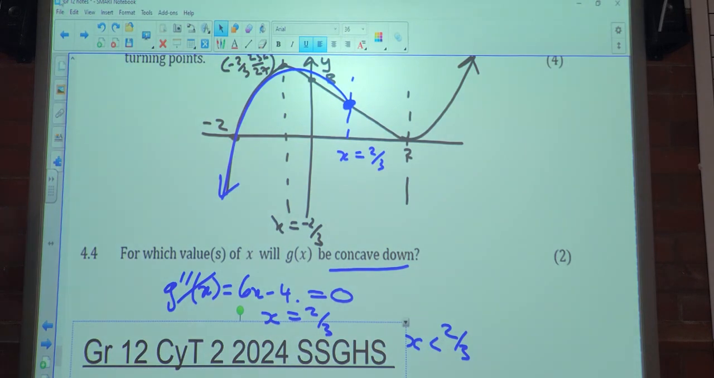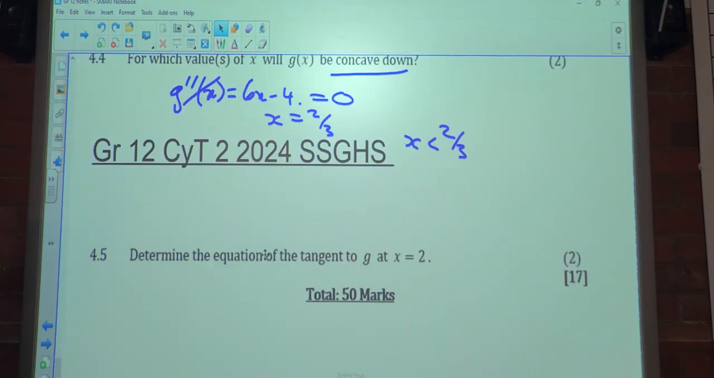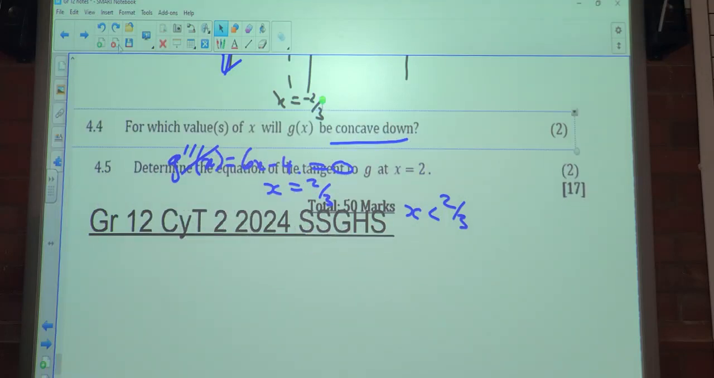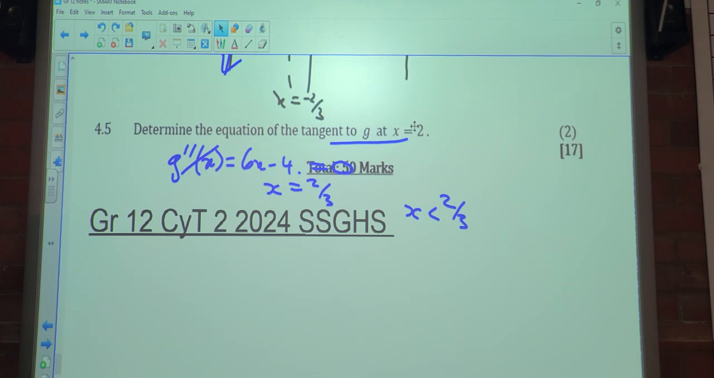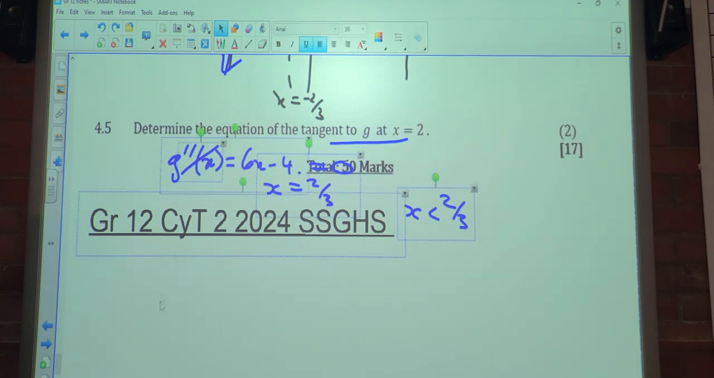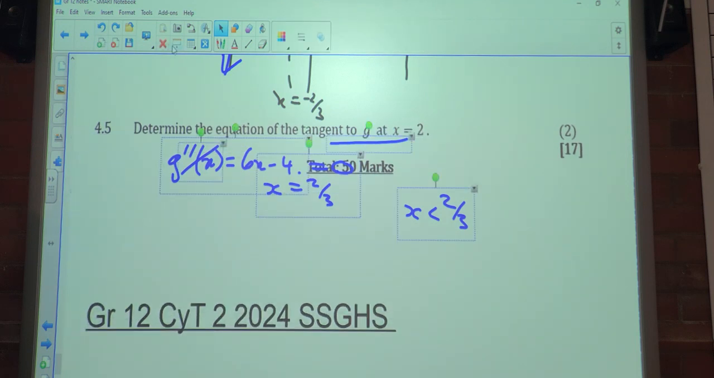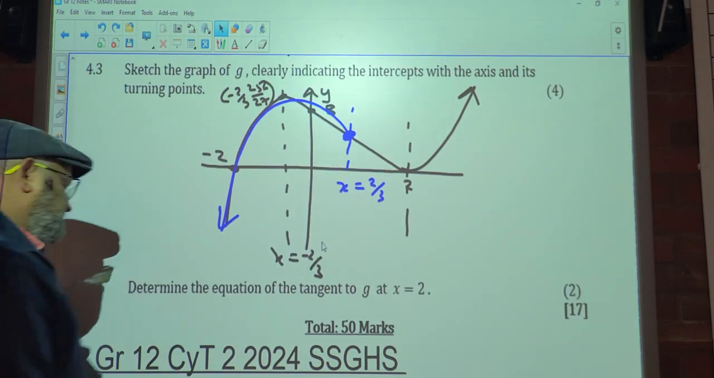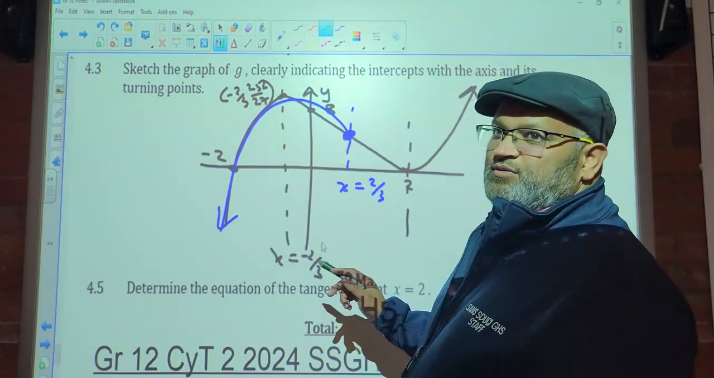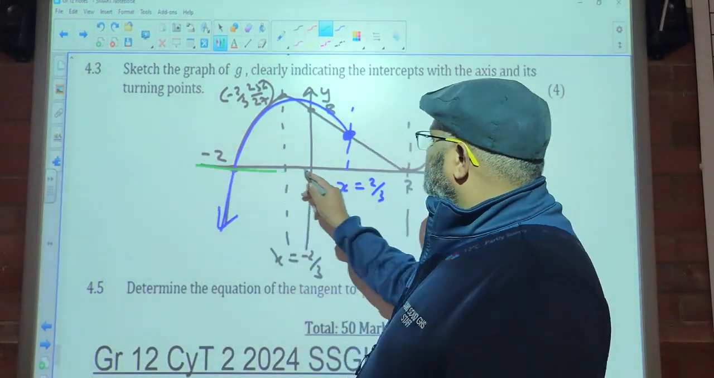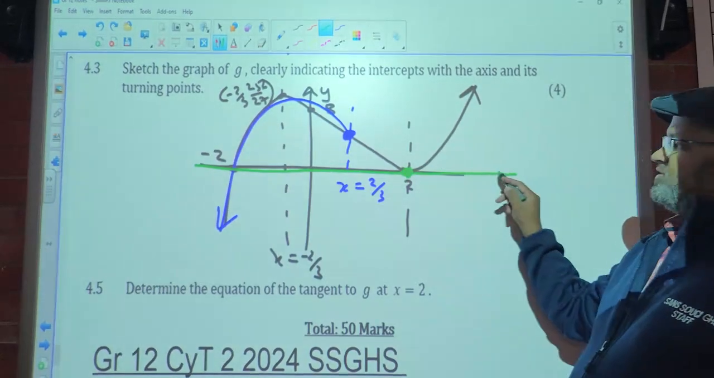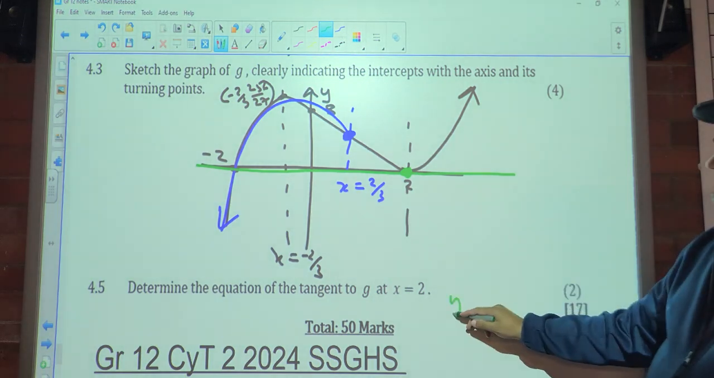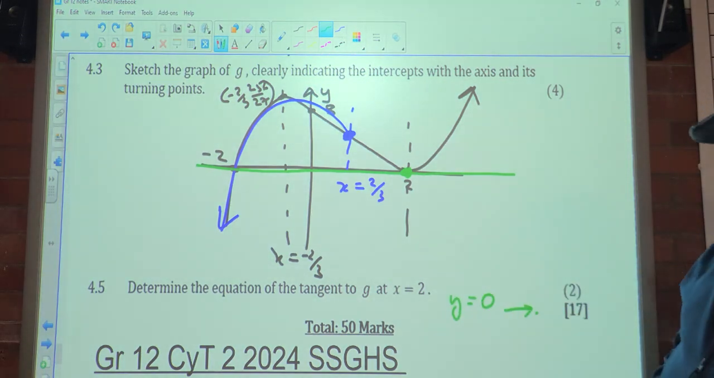Okay. And the last question was with regards to the tangent. The tangent at x is equal to 2. Now a tangent is basically the straight line that touches the graph at one point only. So if you're looking at the tangent at 2, it's actually this line here. It's actually the x-axis. So what's the equation of the x-axis? y is equal to 0.